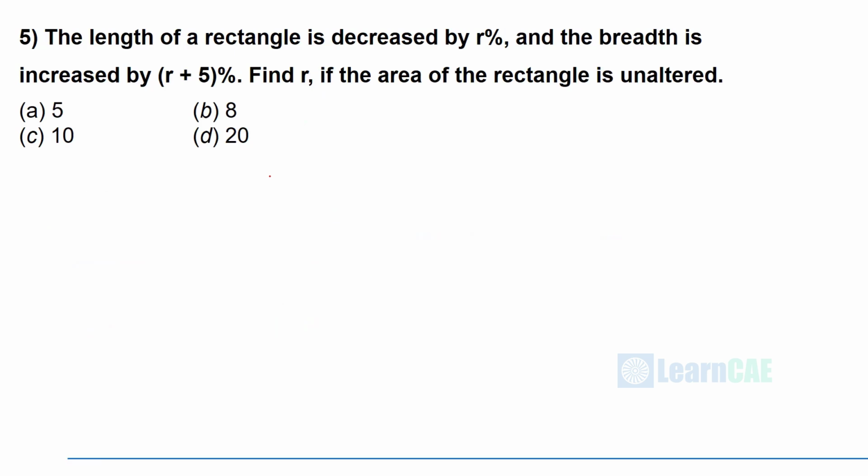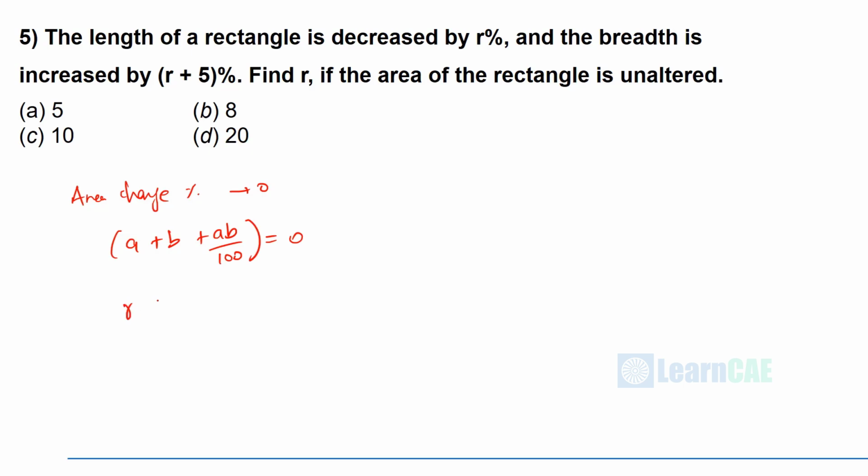Okay, similarly, the length of a rectangle is decreased by r% and the breadth is increased by r plus 5%. Find r if the area of the rectangle is unaltered. It means here the rectangle area is unaltered. So the percentage change in area will be 0. Therefore, A plus B plus AB by 100 will be equal to 0.